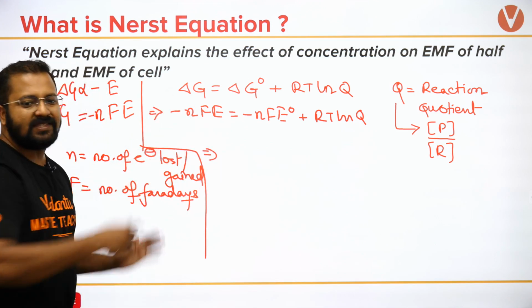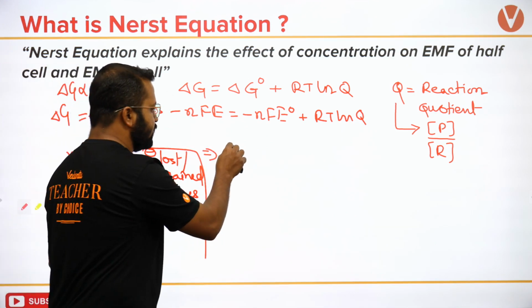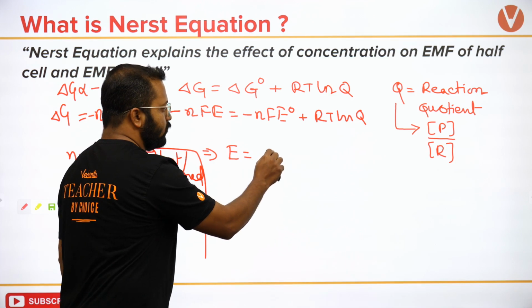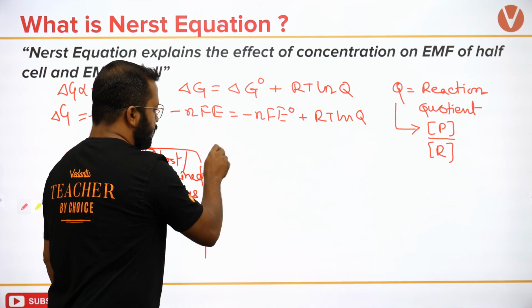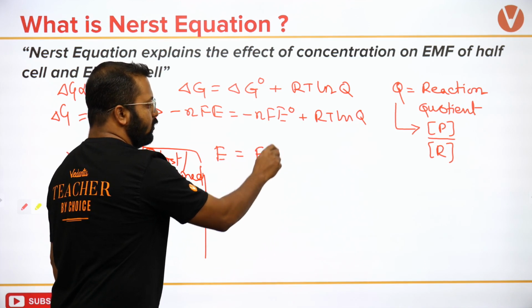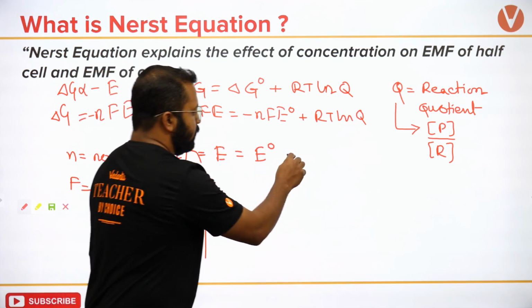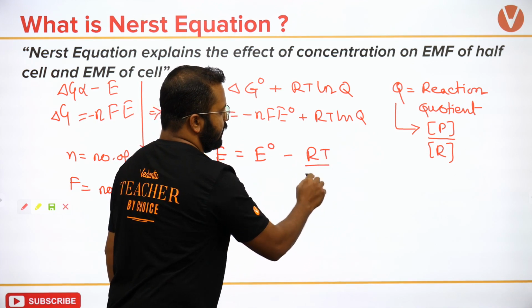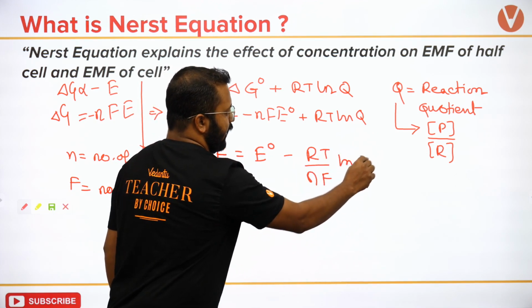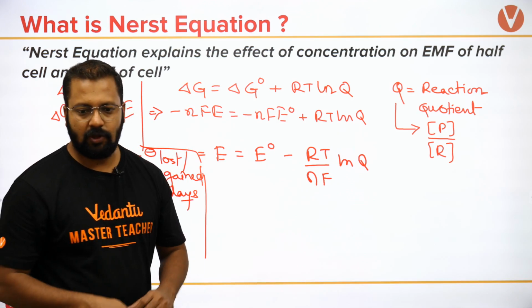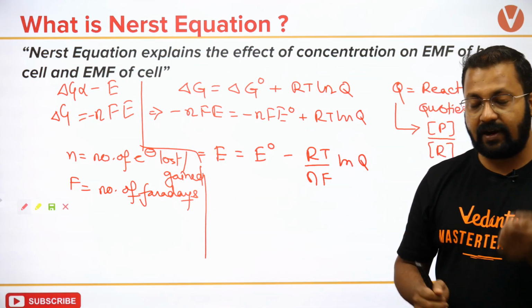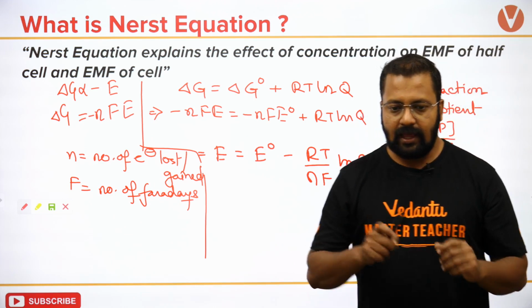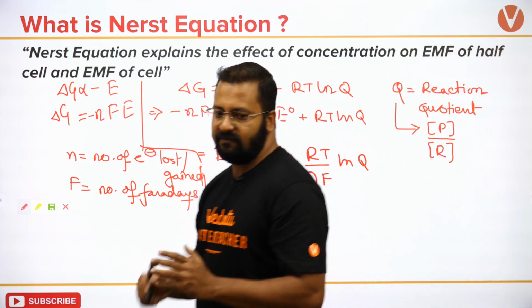This can further be simplified. We can simplify it again. E is equal to E naught minus RT by NF ln Q. N is the N factor. Yes, we can say N is the N factor. That's a very good articulation.